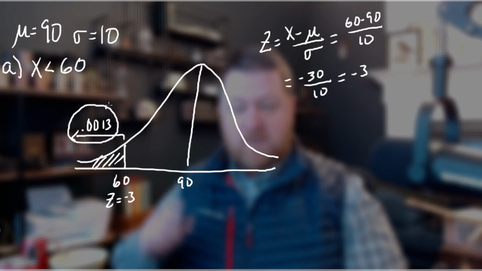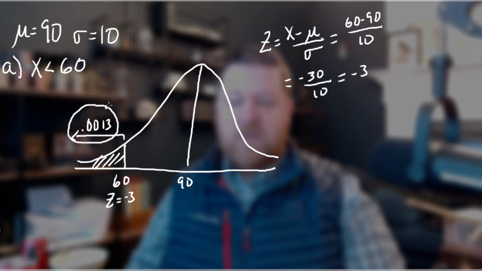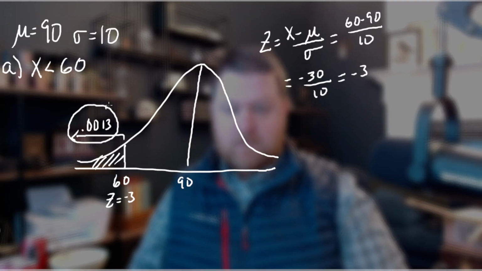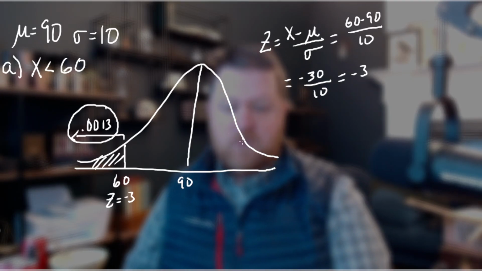So again, let's talk about what this means. If you have a mean of 90 and a standard deviation of 10, there is only a 0.13% chance that you randomly will select an item less than 60. Very rare. Less than a 1% chance. 0.0013 is 0.13%. Very small. All right, let's work another one.